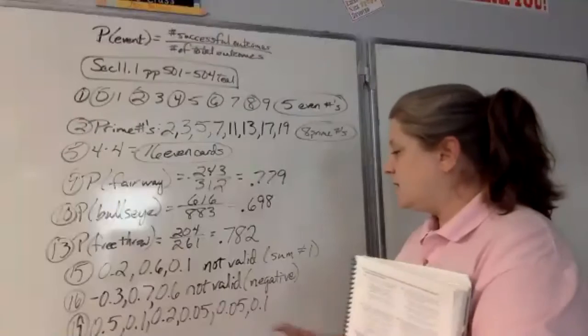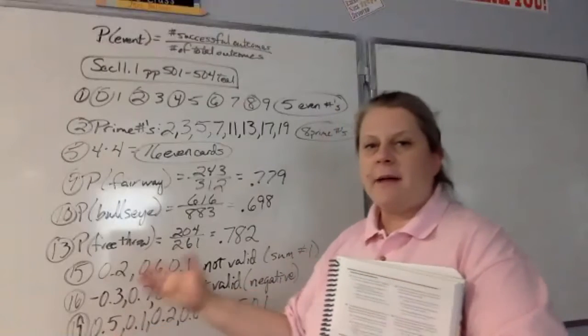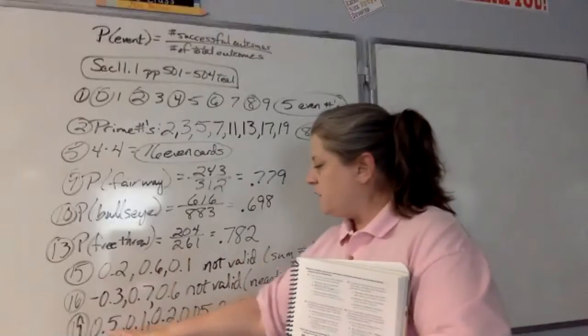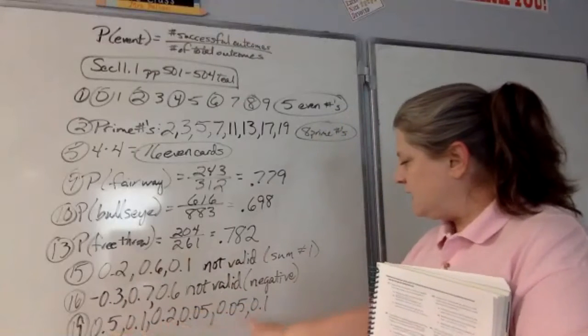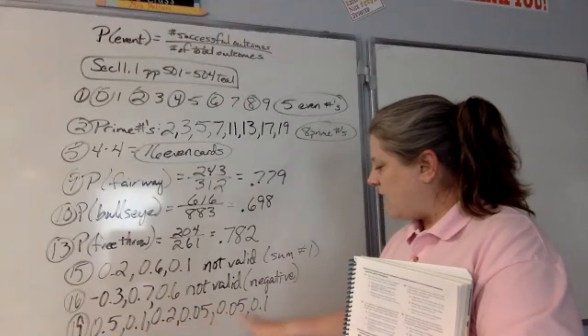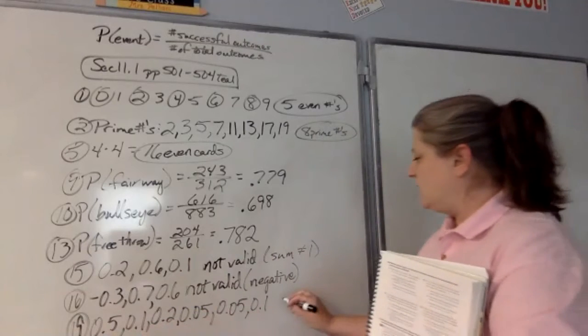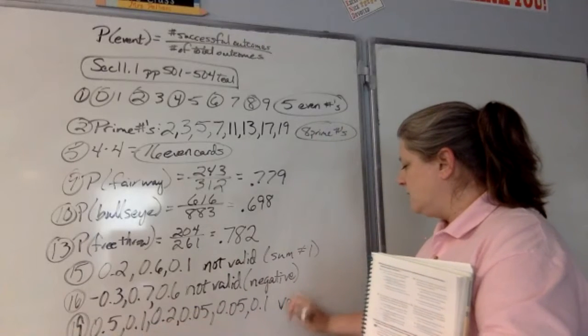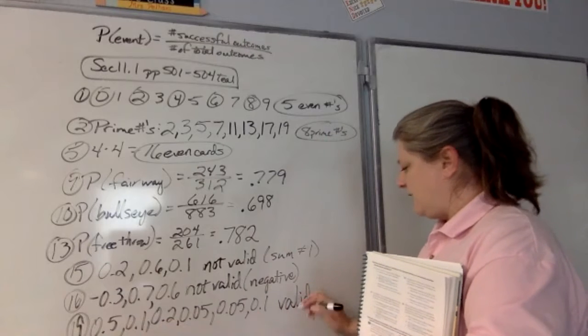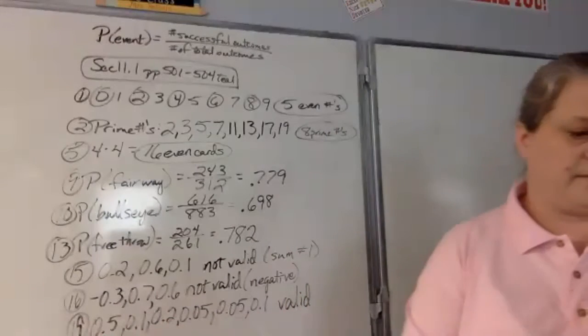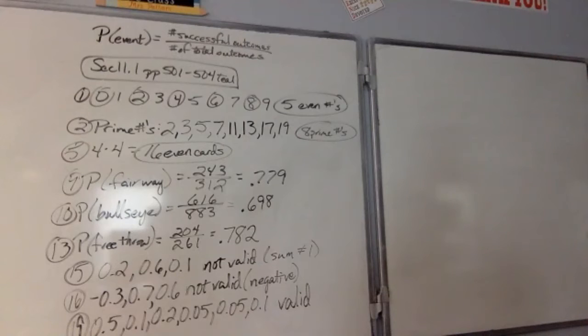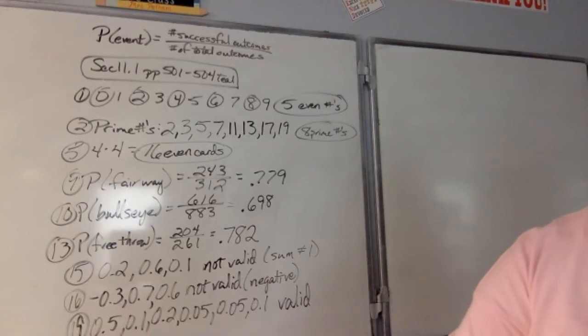He says yes, because this is 0.5. I'm just adding the decimal places. So 5, 6, 7, 8, 9, and then these two halves would make a whole 0.1, so 10. So then this one is valid. Okay? So that's that part. Pretty easy? Yes, ma'am.